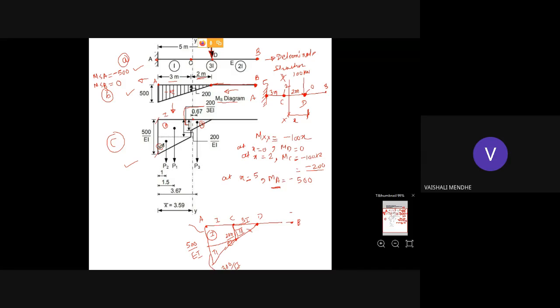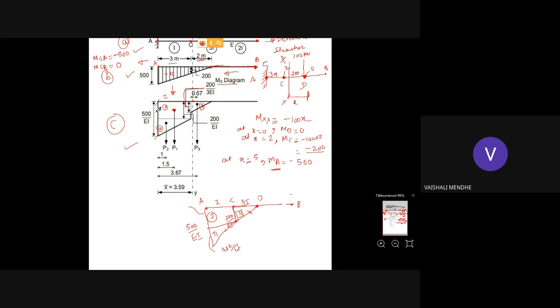So because the value of I changes, you get 3 different sections: the first is a rectangle, the second is a triangle, and the third is again a triangle. For these three sections you have to locate the values of P1, P2 and P3. We have to find the area of the rectangle. Here you can see P1 is 200 by EI, P2 is 300 by EI and P3 is 200 by 3EI.